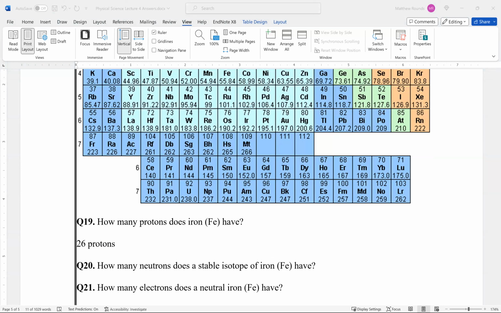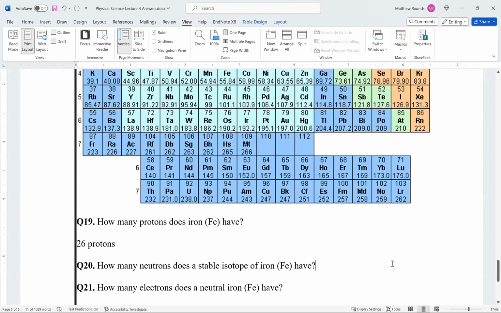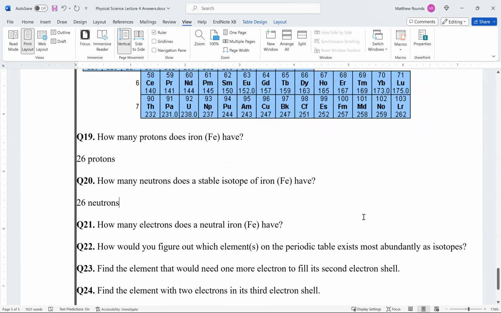I'll Google. I'm gonna search it up too. The isotope of iron. I don't really know the answer to this, because there are several isotopes that iron can create. Most of them can create more than one isotope. I don't know why it would be any different than the previous answer, I guess. So I would recommend going with just 26 neutrons, but you're welcome to change that.